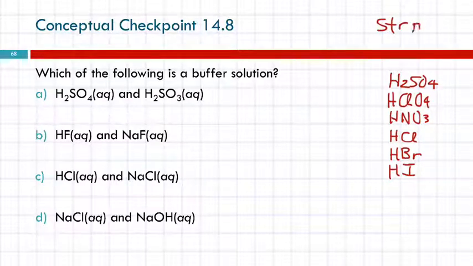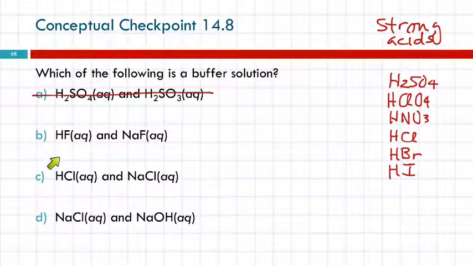And how do you know they're strong acids? You memorize them. There's stuff in life that you just have to remember. And if you want to be a nurse or a doctor, you're going to have to memorize so much stuff. It'll make this seem like nothing in terms of memorization. So this is a strong acid, this is a weak acid. Is that the formula for a buffer? No. We need a weak acid and its conjugate base. So this is a no-go.